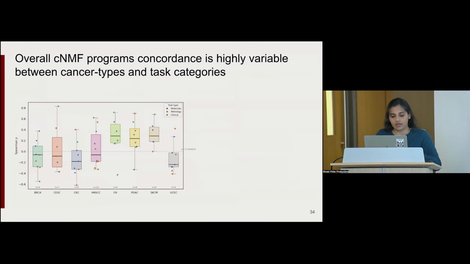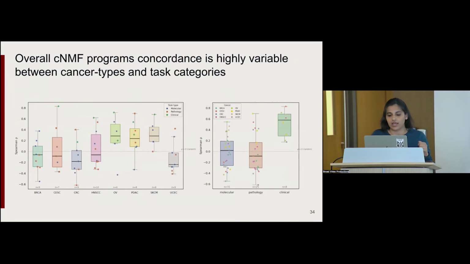And we find that overall CNMF program concordance is highly variable between cancer types. And if you look at different task categories, like molecular, pathology, clinical, they're still very variable. In some cases, you do see some signal. In other cases, when you average out across the different tasks that we had, that signal becomes very negligible.